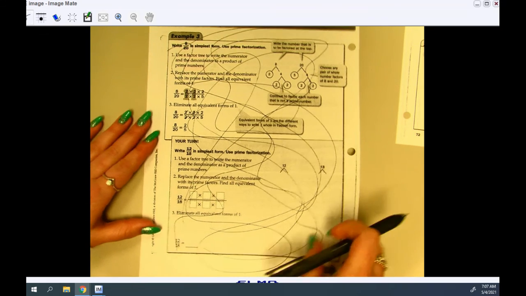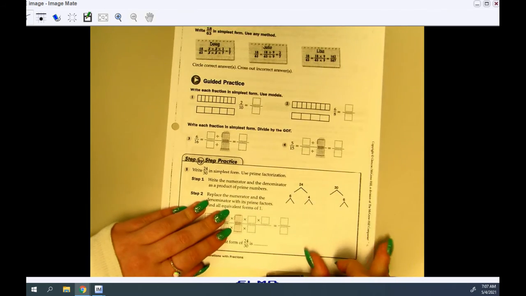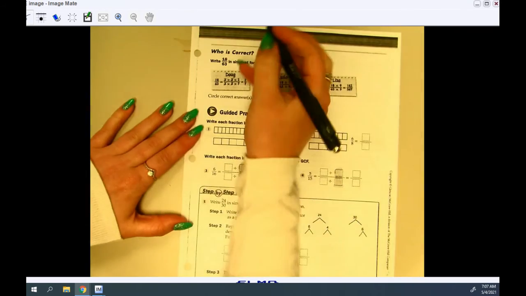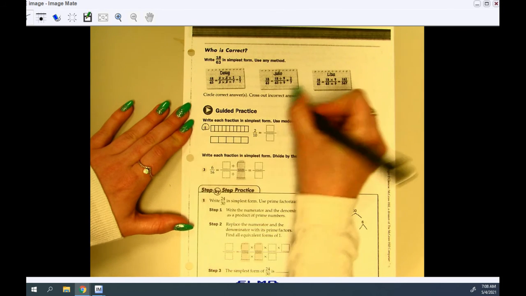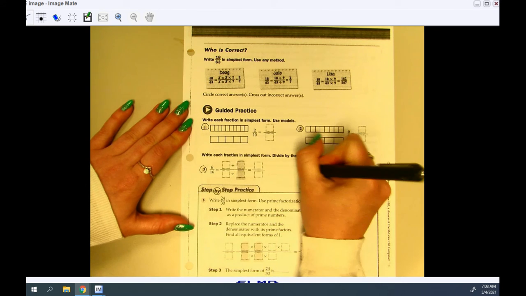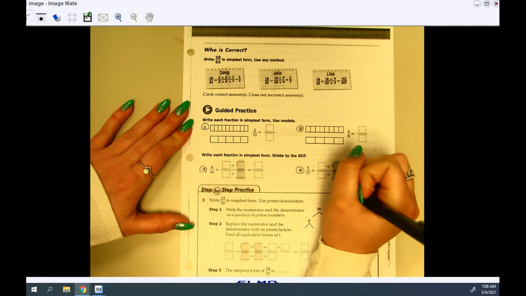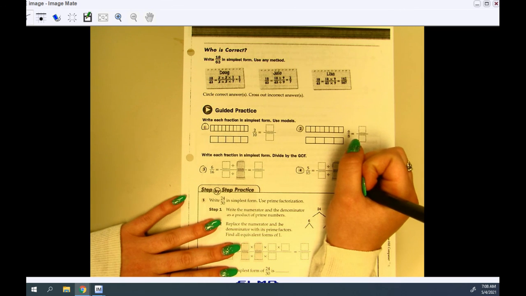We're not doing it. So what I would like you to do by yourself is this. You are going to figure out who is correct. You're going to do number 1 and number 2. Then you're going to do number 3 and number 4. Go ahead and complete those, and then you will be all caught up from what we are doing.